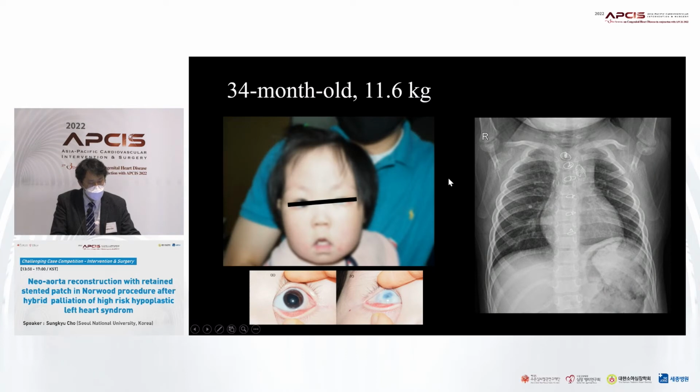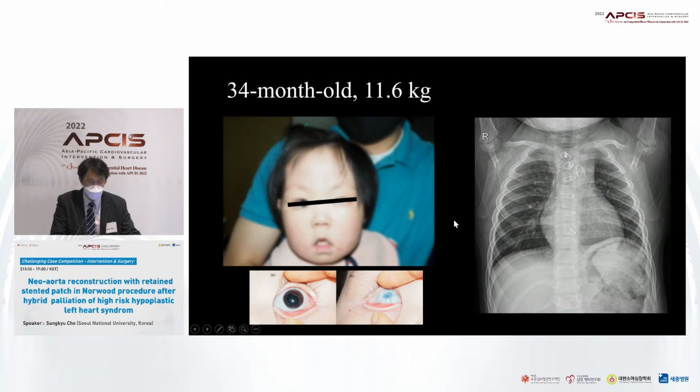Now she is 34 months old, 11.6 kilograms. You can see the typical face of Kabuki syndrome, scleroconia. This is an X-ray from 6 months ago. Now she is okay. She can talk, she can walk.